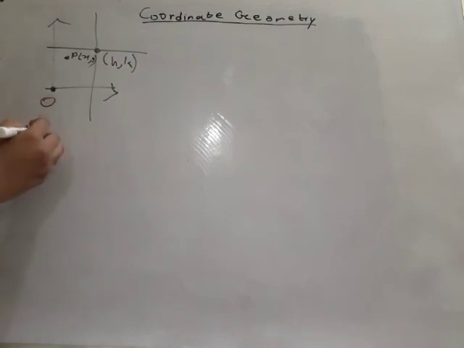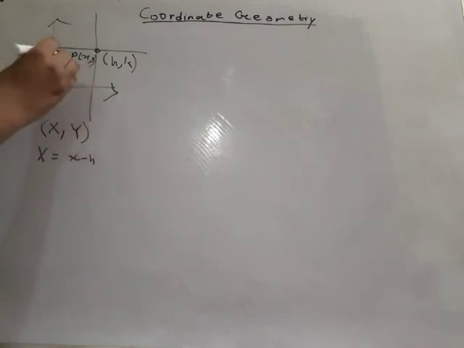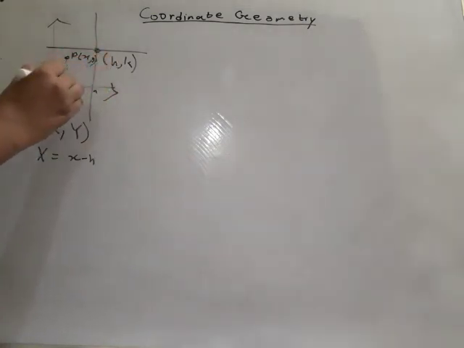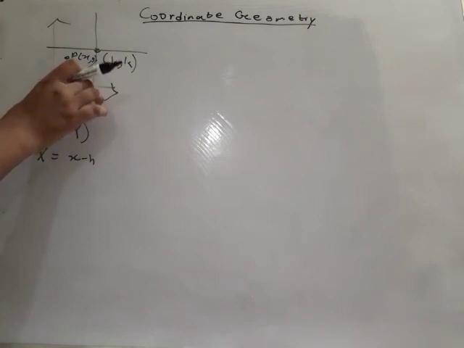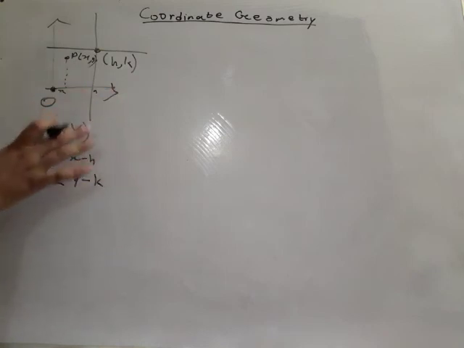So we see that, taking only one axis, let the new coordinates be capital X and capital Y. Capital X becomes x minus h, since if this was x and this is h, the new coordinate is x minus h. And capital Y equals small y minus k. These are the coordinates of the new point.